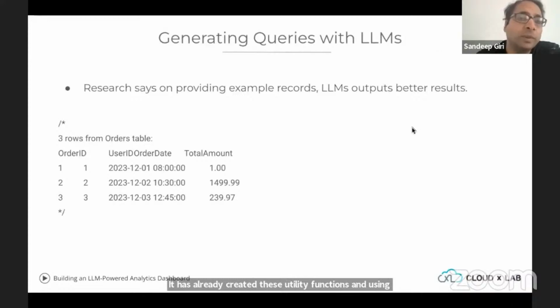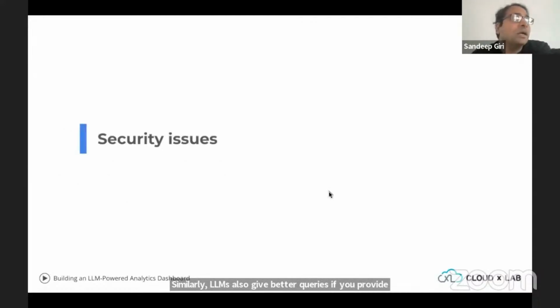It's better to provide the records along with your tables. As per research, just like humans perform better when you give an example of the expected output, LLMs also give better queries if you provide them with the data. Now, what we just saw was amazing from the perspective of the analytics dashboard. A couple of years ago, before ChatGPT came up, it was impossible to get this thing done.